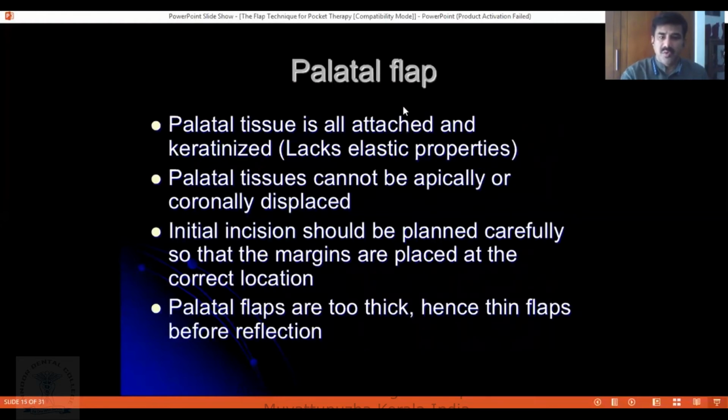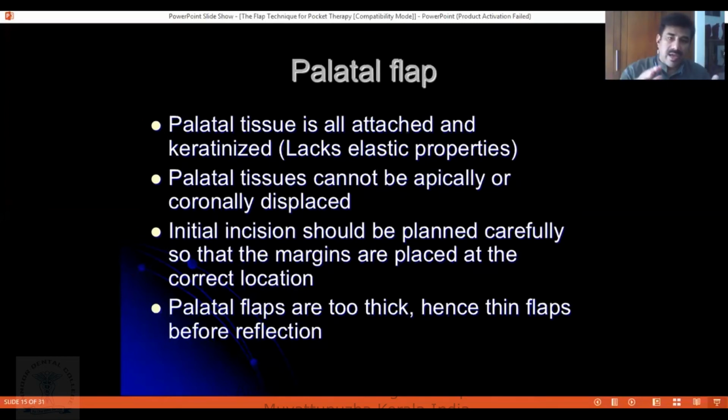Now, whenever you are operating in the upper aspect, especially in the palate, there is something you should know. In the palate, the whole of the palatal mucosa is keratinized and it is fully attached to the bone. You don't have alveolar mucosa. So you can't just reflect it one way. Because it's so firm, you can't coronally advance it or apically position it. It cannot be done in a palatal flap. And because you can't modify much there, you have to plan very well in a palatal area.